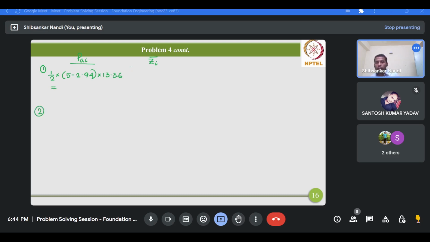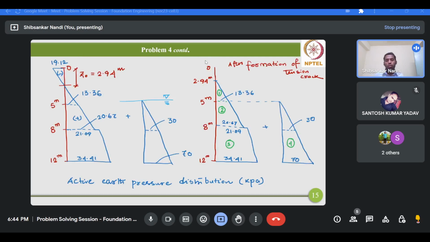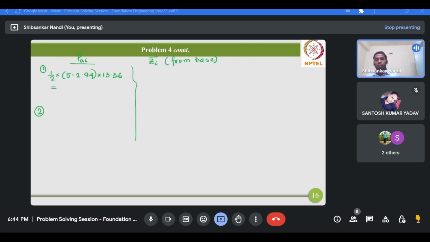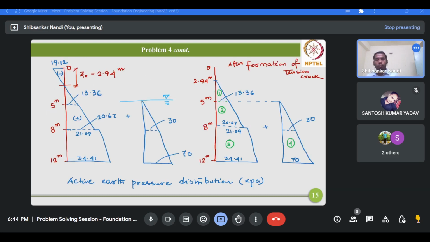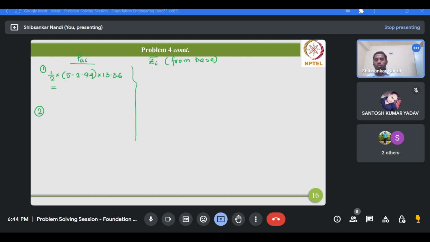Okay. Now we'll calculate this Z bar. This is from the base of the wall, because we have to find out the application of this total active force also, so we calculate it simultaneously. The application of this PA1 from the base will be 7 plus the height of this triangle, 5 minus 2.94, divided by 3.